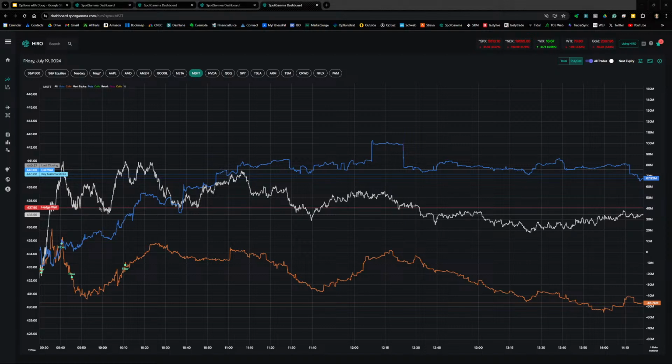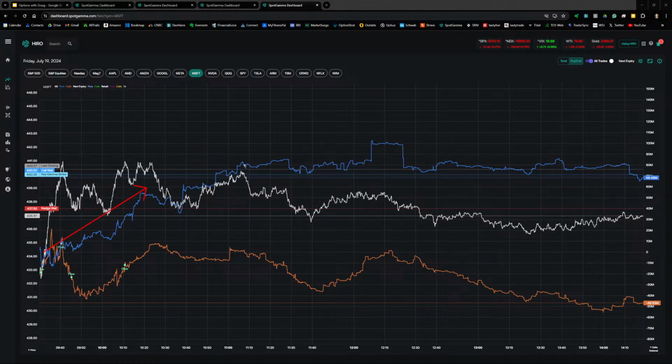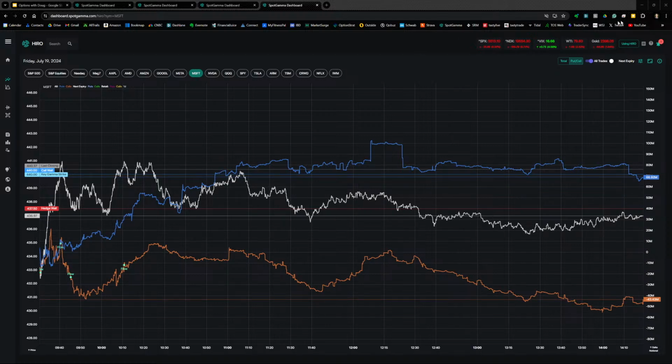Again, put sellers taking advantage of the drop in price, rising blue line, traders selling puts. Take the foot off the gas, right around the call wall, key gamma strike. Let's go back to Bookmap. So remember, 440 is the call wall.